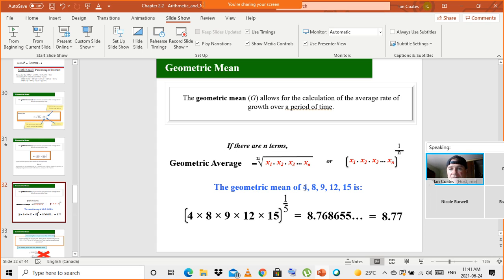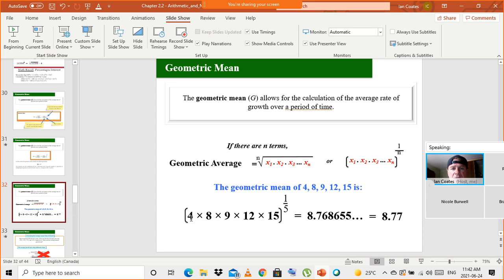So here I've got 5 numbers: 4, 8, 9, 12, and 15. I want you to tell me the geometric growth, the average growth rate of these numbers. I'm just looking for you guys to try the math and get this answer. If you're watching this video, you can pause it and try to get this answer out of your calculator. And if you can't, shoot me an email, we'll meet up, we'll clear it all up.